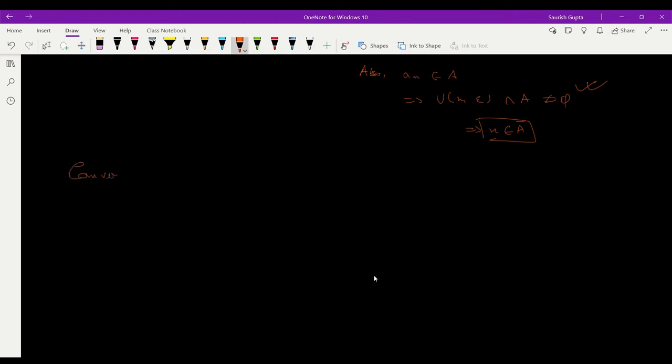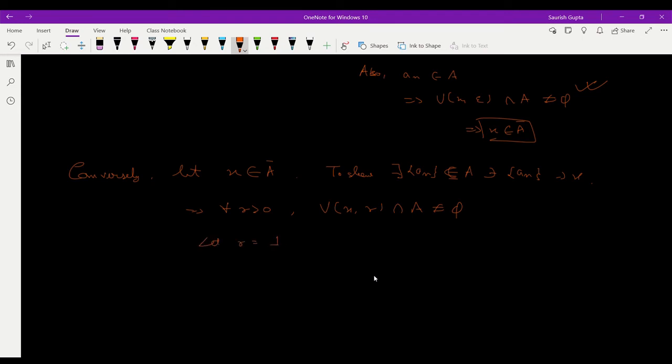So conversely, let x belong to A closure. We need to show there exists some sequence a_n from A such that a_n converges to x. Okay, x belongs to A closure. This implies for all r greater than 0, the open ball with center at x and radius r, intersection A, is non-empty. Now let r be 1 over n for all n belonging to the natural numbers.